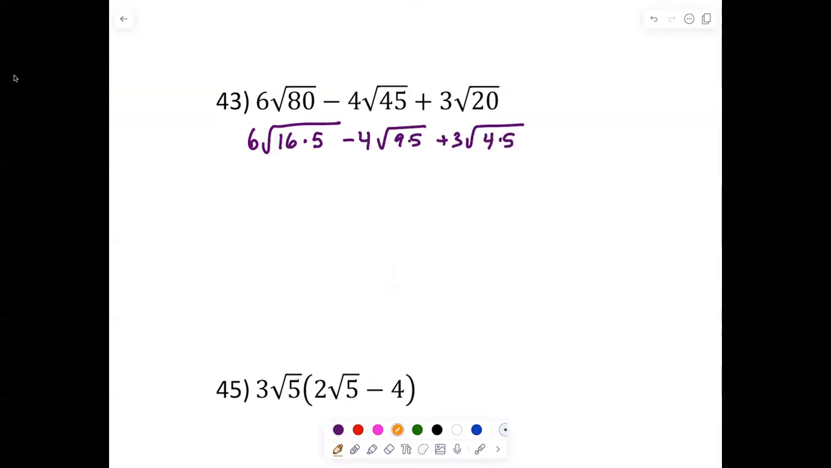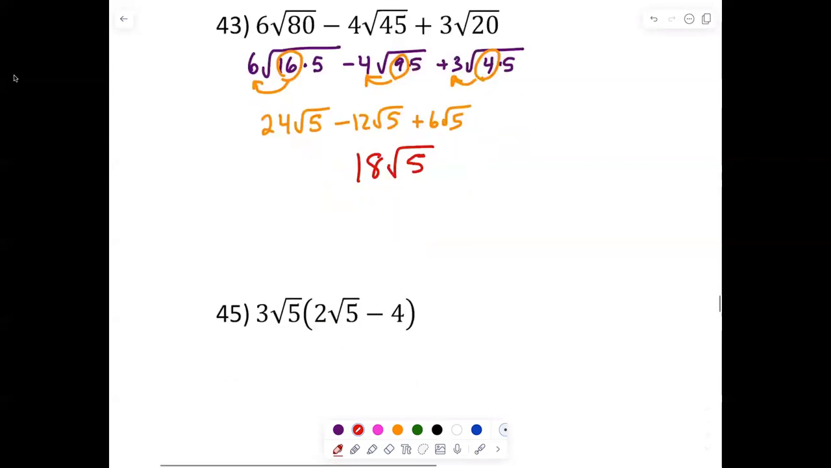Let's see what you're doing. Square root of 16 is what? Outside there is a 4, so what does it become? 24 radical 5. Square root of 9. So that becomes, perfect. Square root of 4. So my final answer is, thank you very much, 18 radical 5.